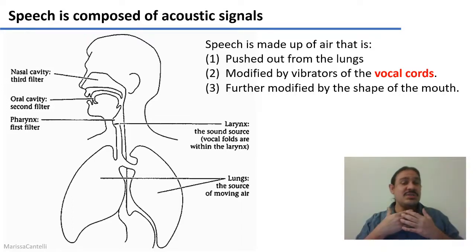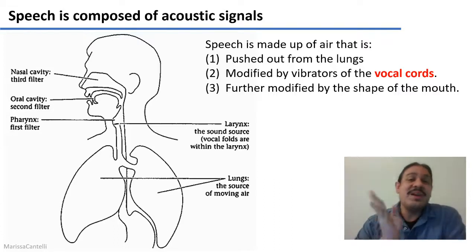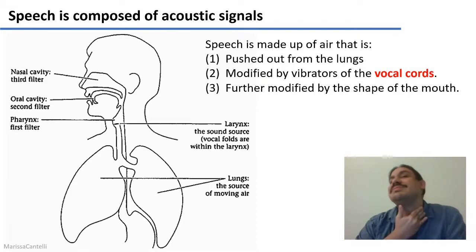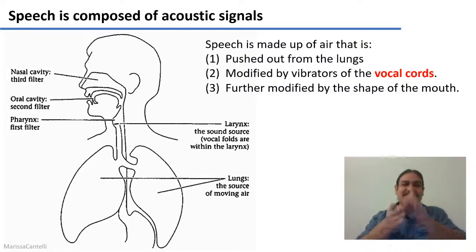By the way, you can feel them vibrating if you put your hand against your throat and say a vowel. Pause the video and do it yourself with any of the vowels. Can you feel how your throat is vibrating? That's the vibration of the vocal cords. This vibration then passes onto your mouth and your nose.